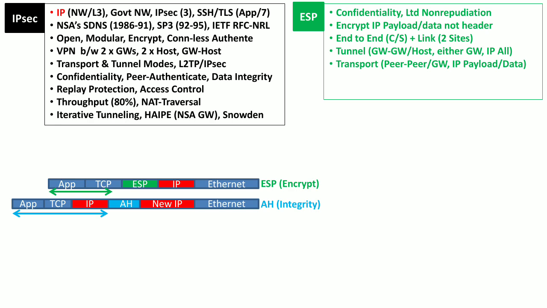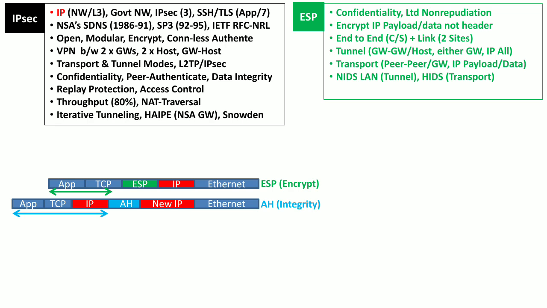So it is used for peer-to-peer, that is between two hosts, or between a host and a gateway. So either side should be a peer or a gateway. So in tunnel mode, either side should be a gateway, and in transport mode, either side should be a host.